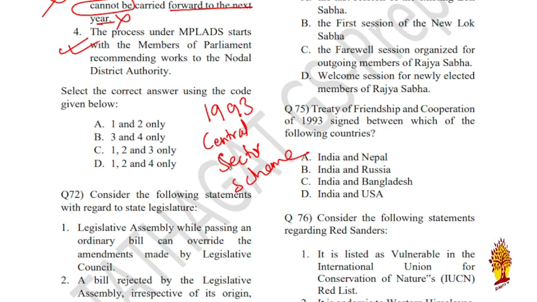Central sector meaning complete fund will be borne by central government only. No participation of state government. No fund sharing between state government and central government. Completely central government will announce the scheme, whatever fund they will release. So here option D, 1, 2, 4 is the right answer.